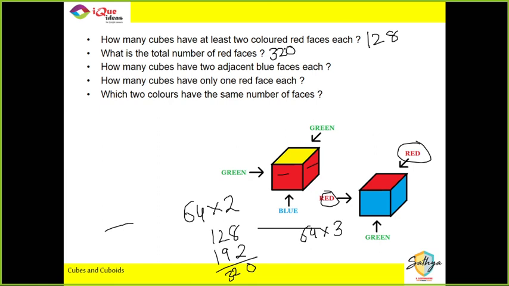Did we get the second one? It's not that difficult, guys. How did we get 192? See, how many red faces are there in this type? 1, 2, and 3. And how many cubes are there? There are 64 cubes. So 64 cubes, each cube with 3 red faces. So 64 multiplied by 3 is 192.